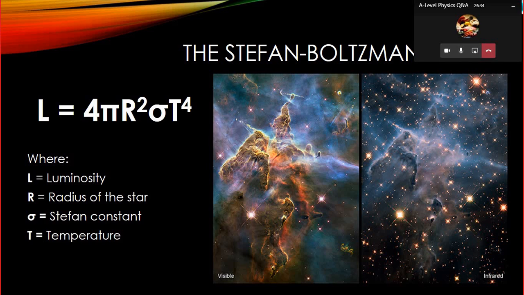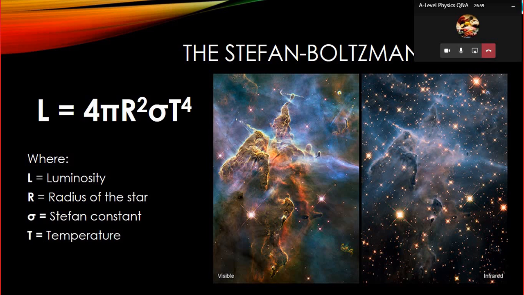So if I double radius, my luminosity will go up by a factor of 4. Interesting though, if I double temperature, then my luminosity is going to go up by a factor of 16. You said 16, is that correct? 2, 4, 8, 16. Yes. So the biggest effect on luminosity comes from the temperature of the star.